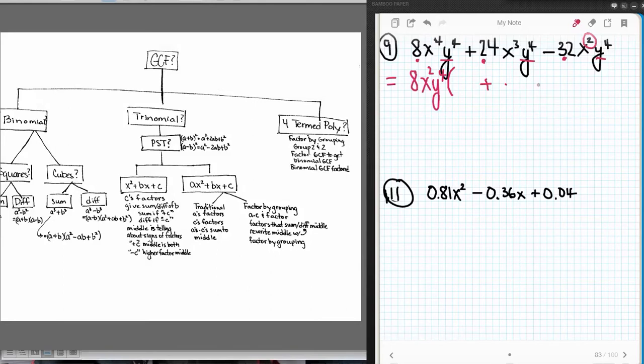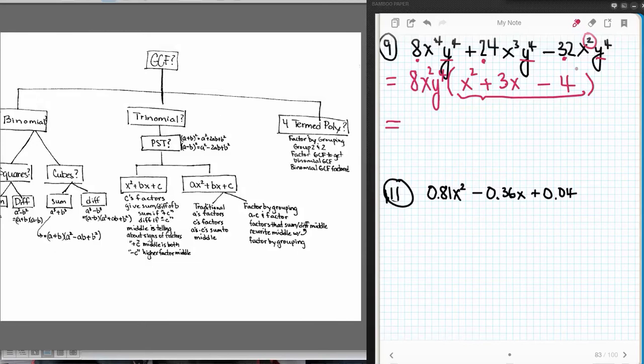And then I'm going to prepare myself for the 3-term polynomial that I'll get when I factor them out. So if I factor 8x squared y to the 4th from 8x to the 4th y to the 4th, I'm going to end up with an x squared. When I factor it out of 24x cubed y to the 4th, I'm going to end up with a 3x. And when I factor it out of 32x squared y to the 4th, I will end up with a 4. Now again, this trinomial, I want to see if it factors anymore.